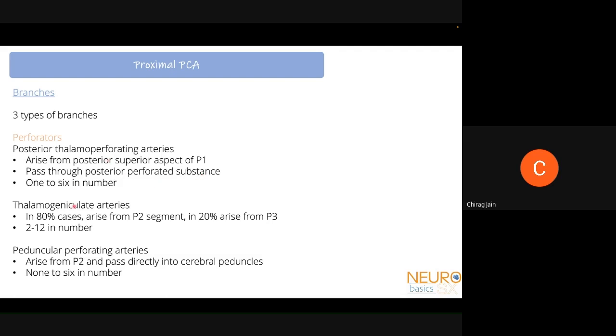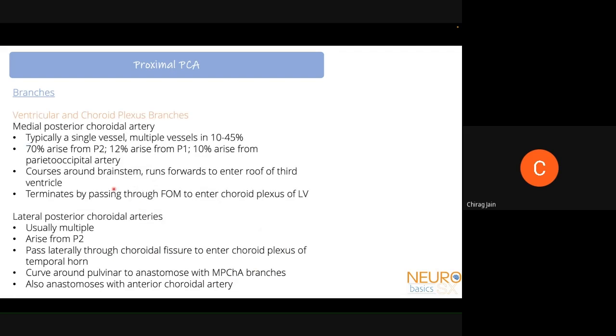You also get thalamo-geniculate arteries arising from the P2 or the P3 segment. In 80% of cases, they arise from P2, and in 20% from the P3 segment. There are also peduncular perforating arteries which arise from P2 and directly perforate and supply the cerebral peduncles. Apart from these perforators, the proximal PCA also gives rise to ventricular and choroid plexus branches.